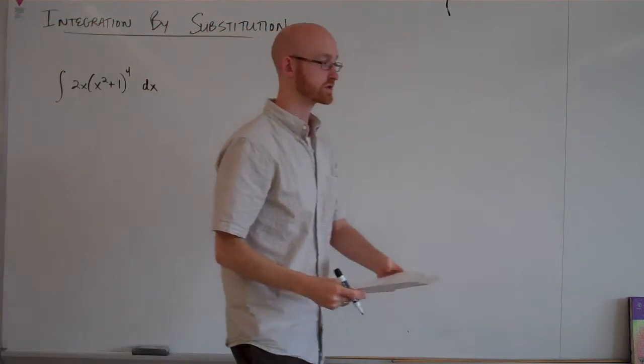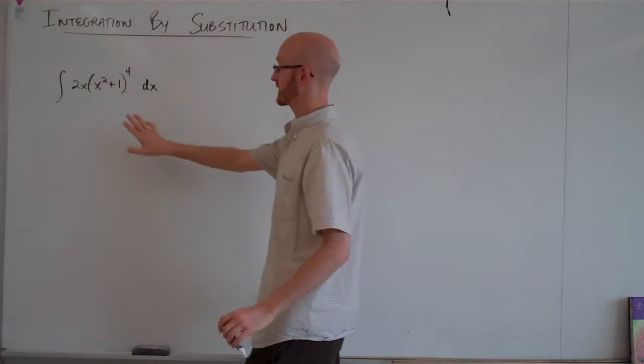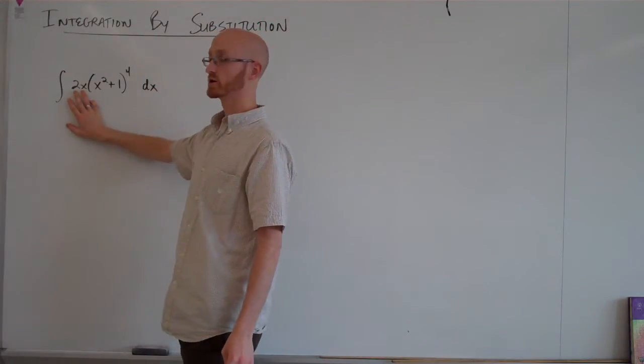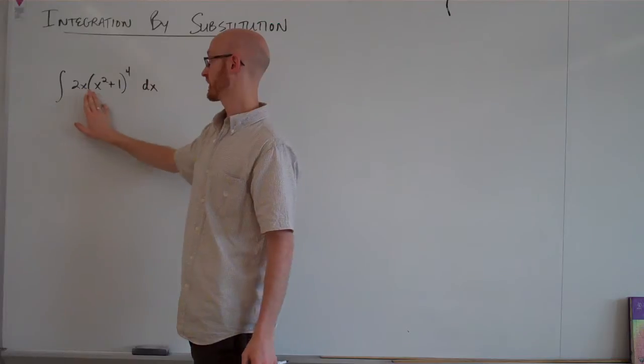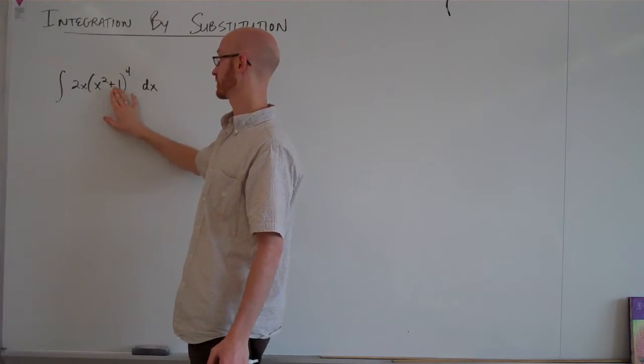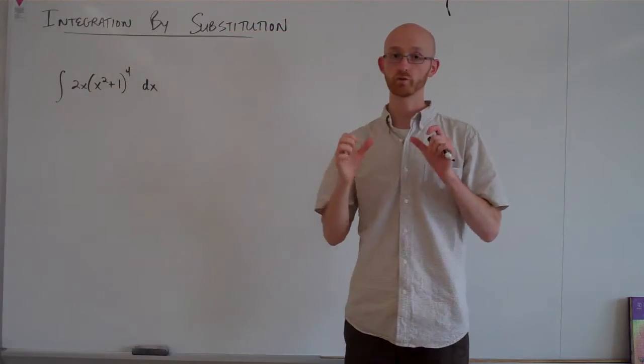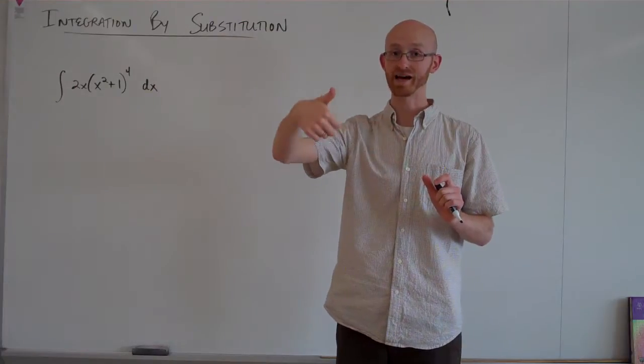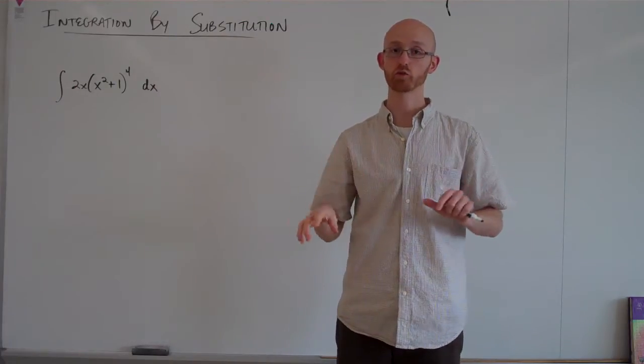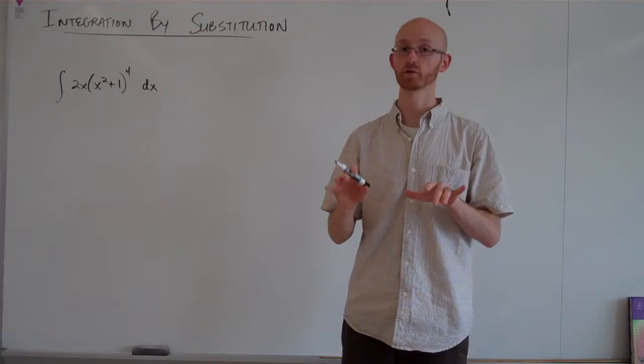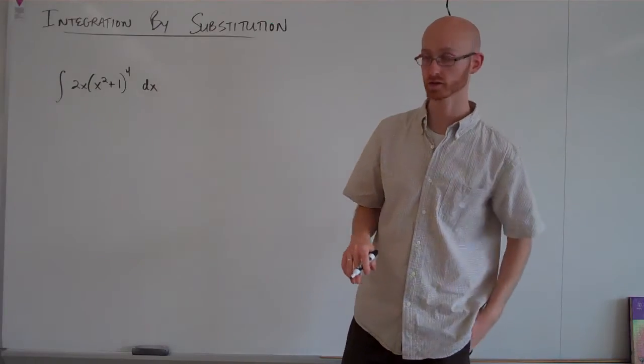You'll see an integral like this. You can see there's a little bit of a problem here. First of all, we do not just do the antiderivative of 2x, then the antiderivative of x squared plus 1 to the fourth. Because we know that if we did that and took the derivative to get back to the original, we'd have to do a product rule. So you can't just treat them separately. You can only do that when it's sums and differences.